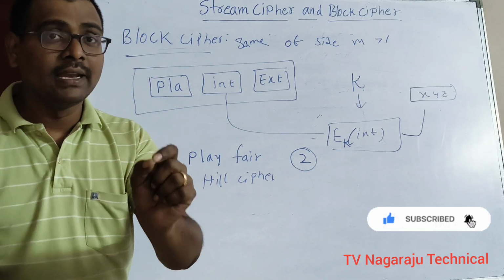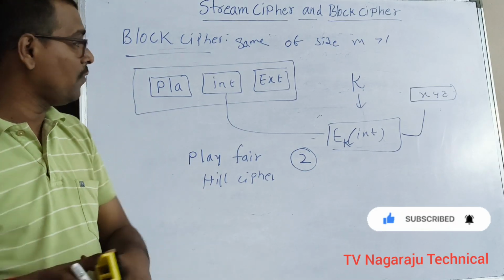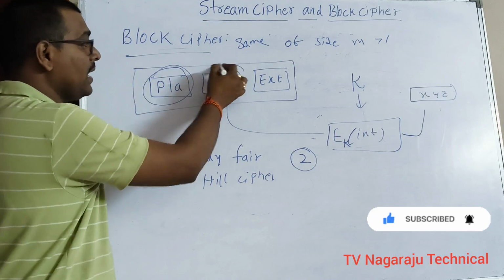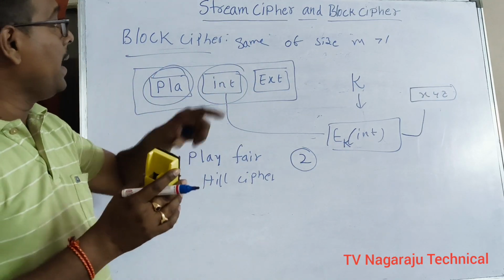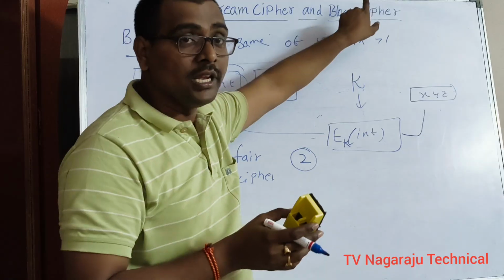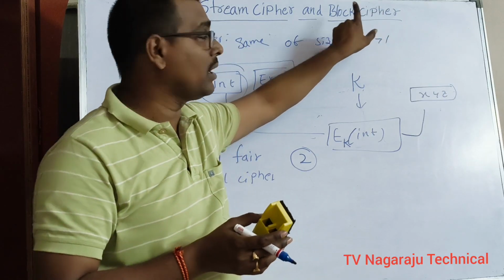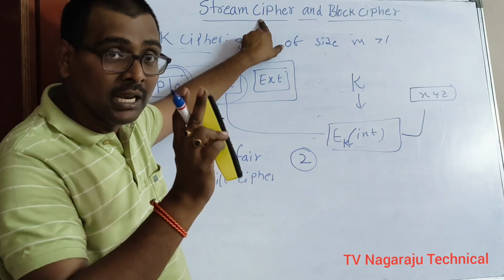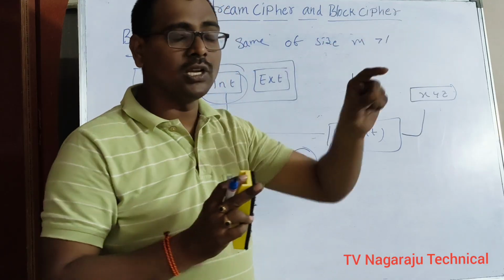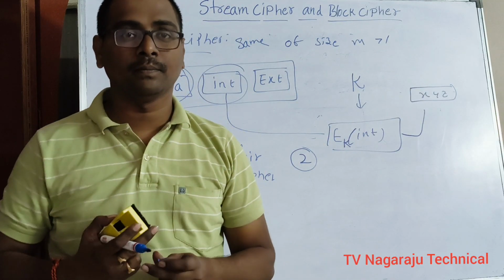This means the encryption or decryption is performed on one block at a time. This is the major difference between stream cipher and block cipher. Here operation is on a single bit at a time. Here operation is on a block at a time. Thank you.